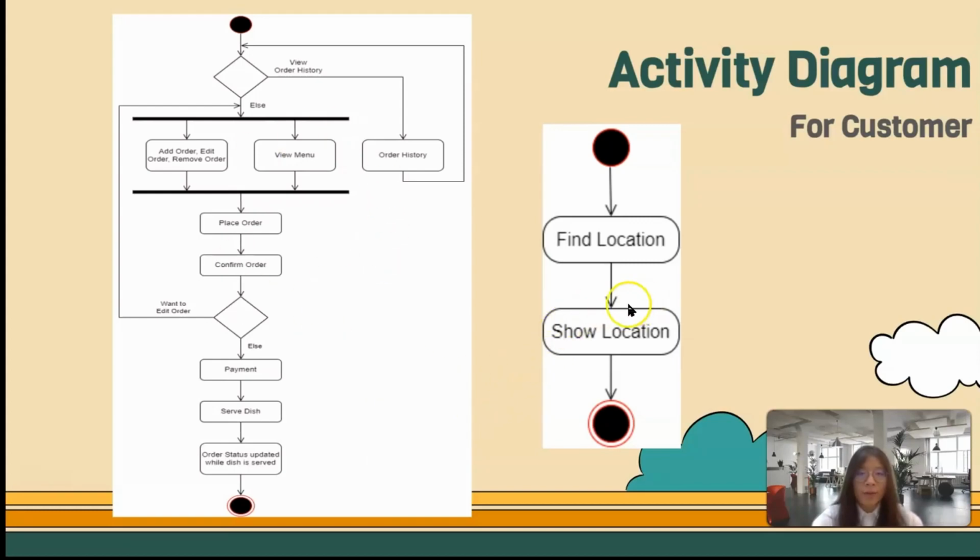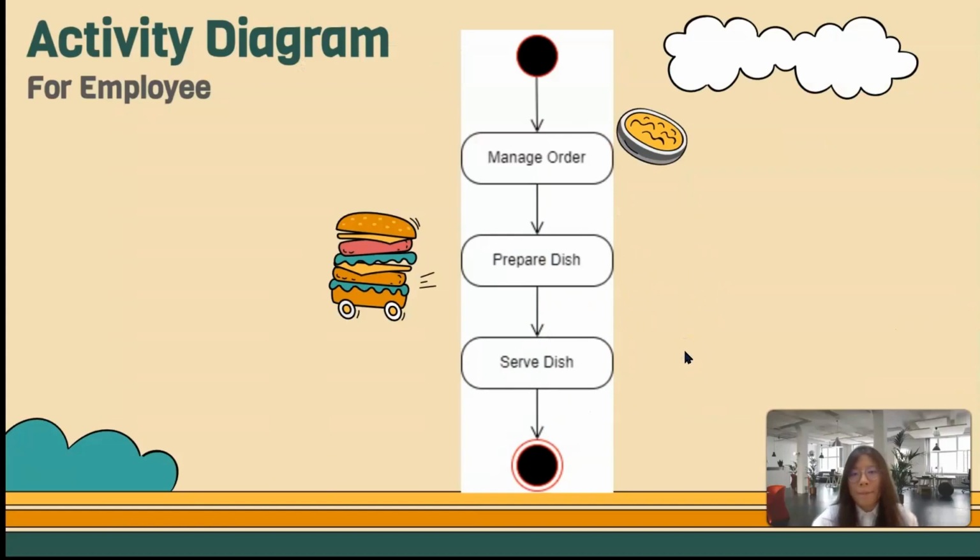And next we can look into the other features. This is the find location and show location. If our shop has many branches, they can use find location to find where the place is, and the place will be shown. Next is the employee, which covers manage order, prepare dish, and serve dish. This is easy for the system.